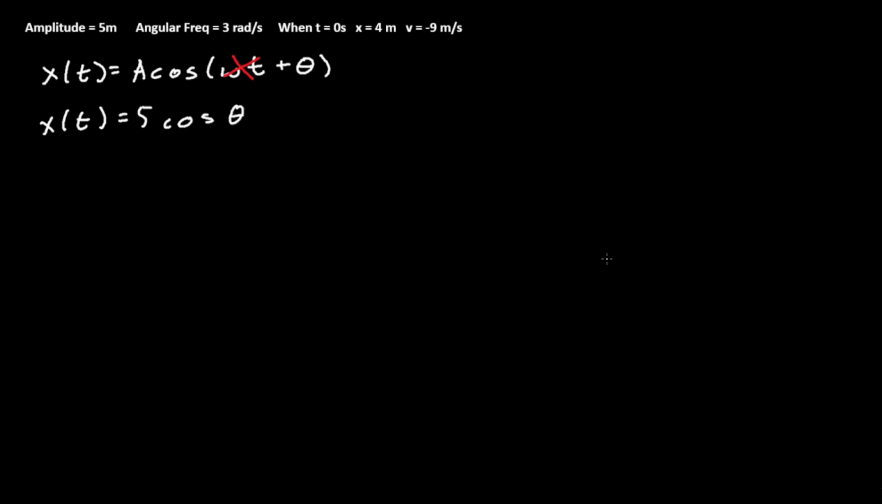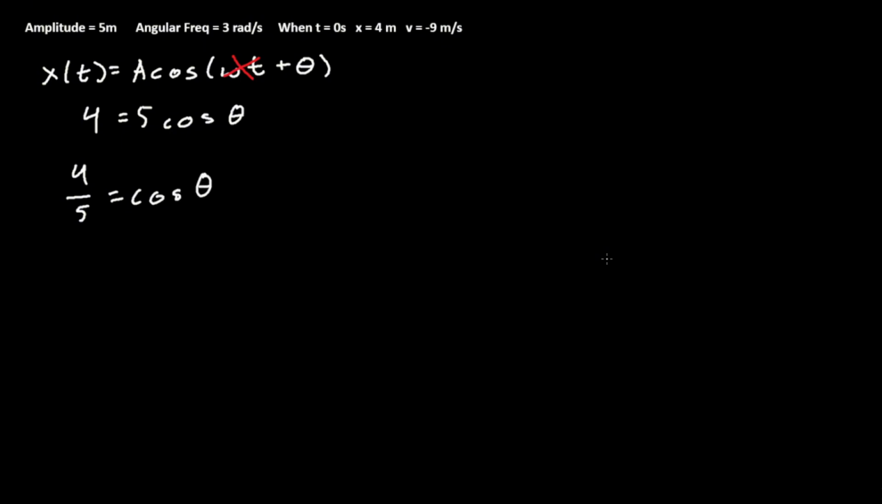So for this problem, I didn't give you any word problem or anything like that. I'm just going to give you the necessary information. So let's set up the equation again. x of t is equal to your amplitude times the cosine of your angular frequency times time plus theta. Well, in this moment, your time is equal to 0, so we can cancel out your angular frequency part of your position function. Your amplitude is equal to 5, so we write down the cosine of theta is equal to, well, at t equals 0, your position is equal to 4, so 4 over 5 is equal to cosine of theta.